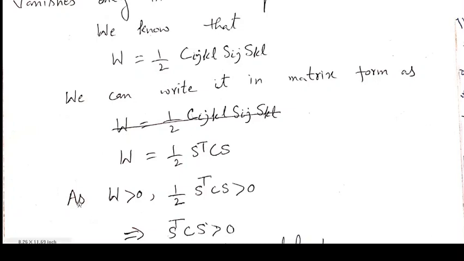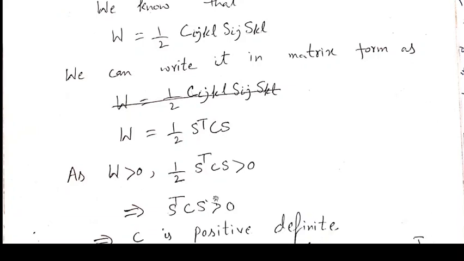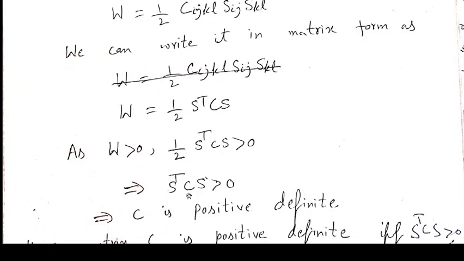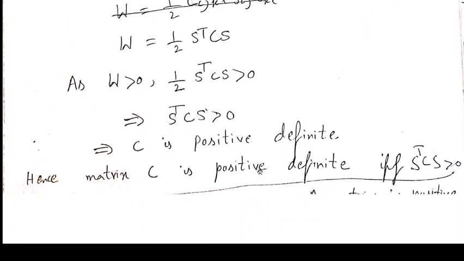Now as W is greater than 0, positive, so this is positive. When this is positive, this thing is telling that C is positive definite. This is the definition of positive definiteness of any matrix. You can see this from basic linear algebra, where a positive definite matrix satisfies X transpose AX greater than 0. So C must be positive definite for W to be positive, and this is the stability condition on C. With the help of this positive definiteness of C, you will have different types of conditions on these parameters. So C is positive definite if and only if this is positive.